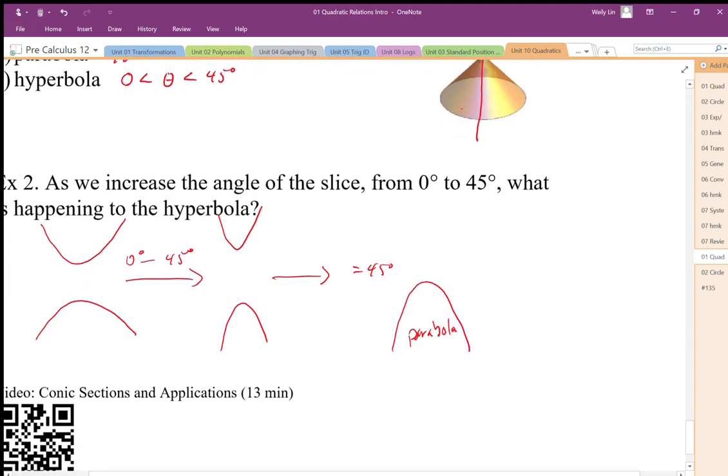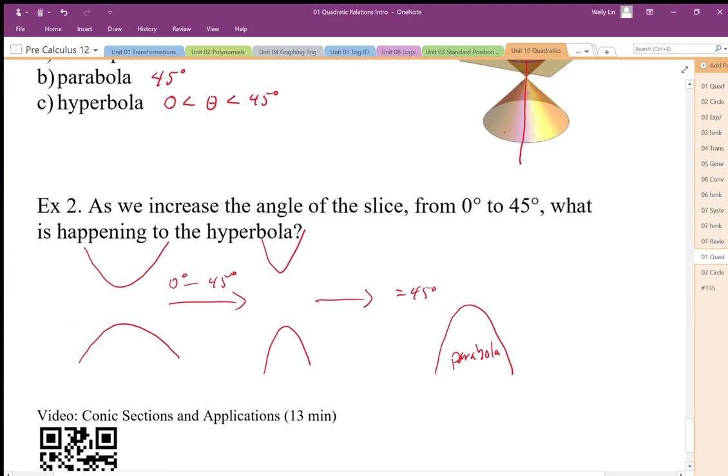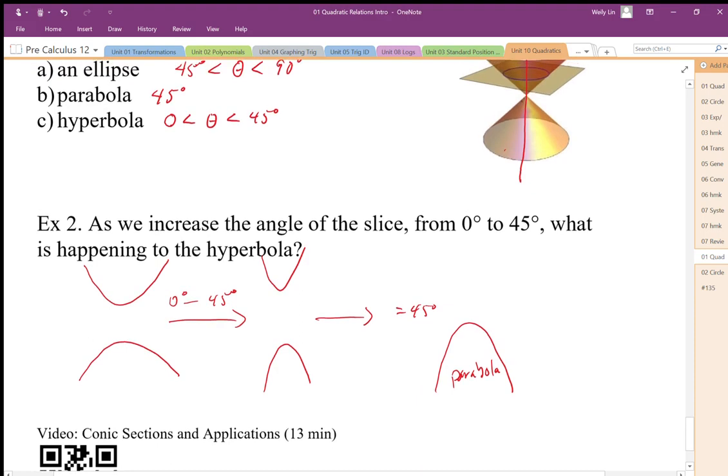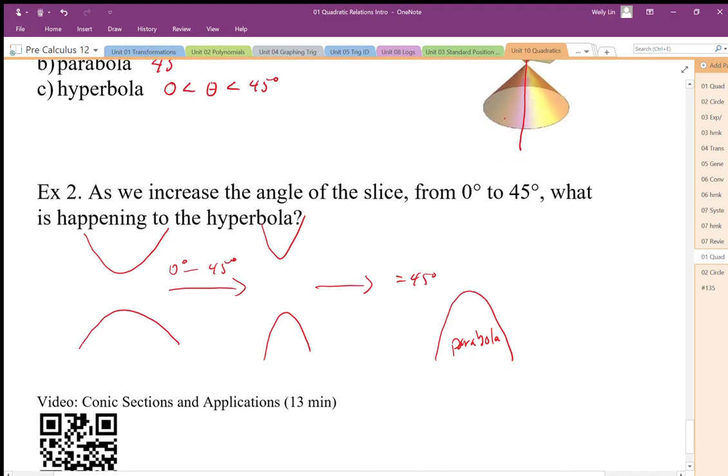Okay, and again, I would really encourage you to play around with those animations, and you can get a good sense of how these conic sections are generated. Okay, there's also this other video which is quite interesting. It shows you all the different things that quadratic sections can do for you.